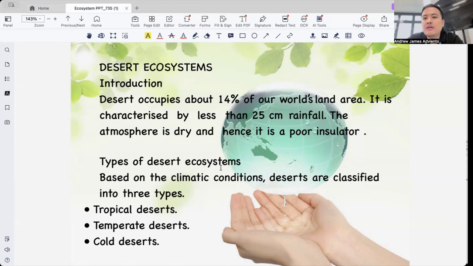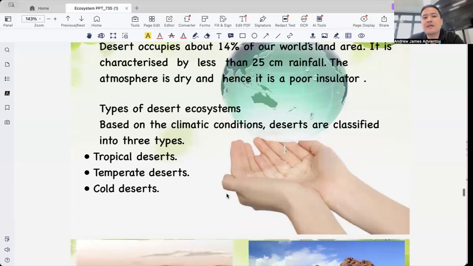When we hear desert, we often imagine vast sand dunes and scorching heat. But deserts are much more diverse. A desert is any region that receives less than 25 centimeters of rainfall per year. Despite the harsh conditions, deserts are home to uniquely adapted plants and animals.